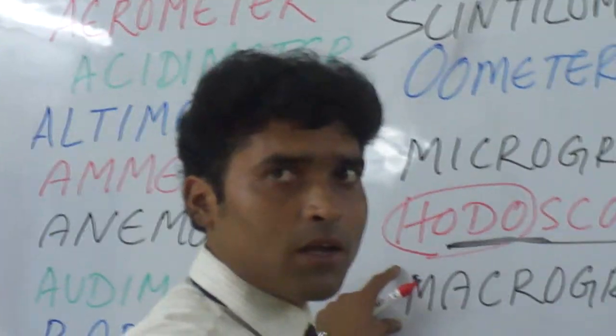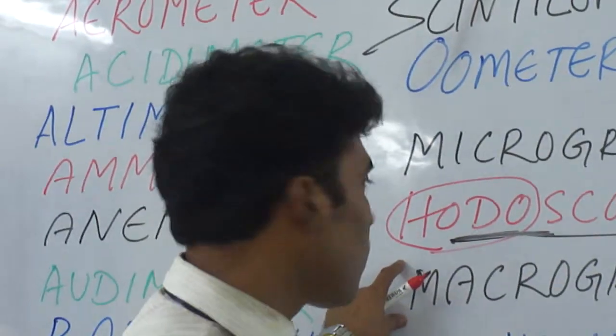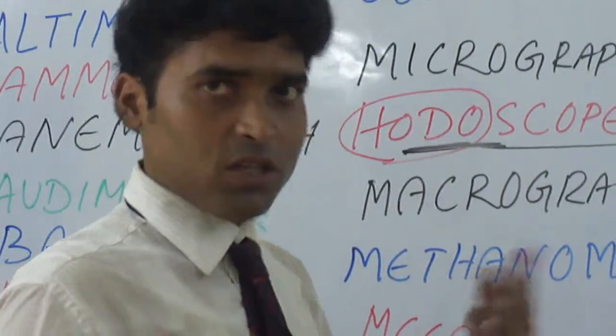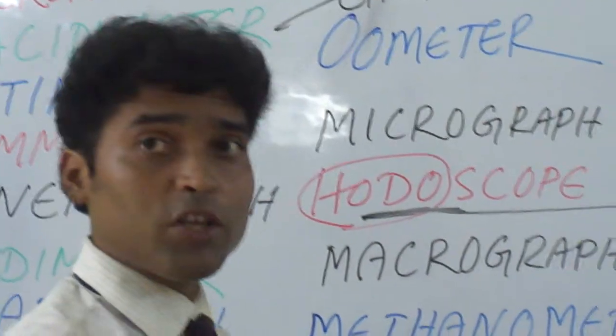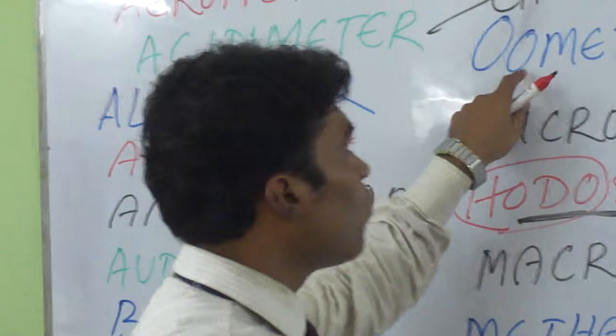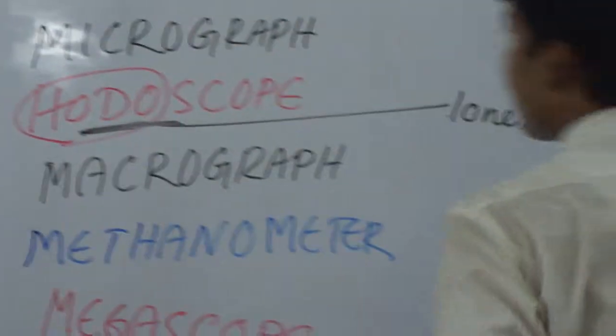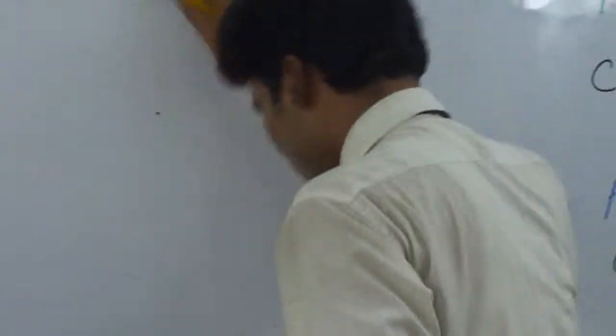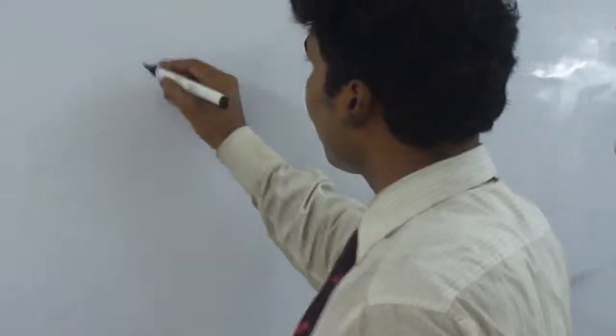Micrograph, you know, those instruments which are used for calculating those bigger things. Macro means big, micro means small. Anyway, what is ohmmeter? Ohmmeter is very interesting. Please see here, what is ohmmeter? Just see. Ohmmeter.